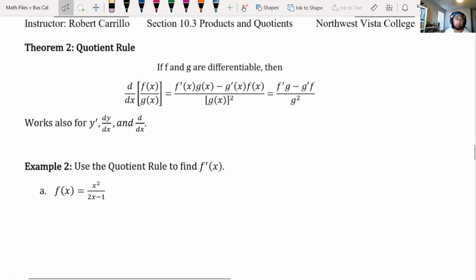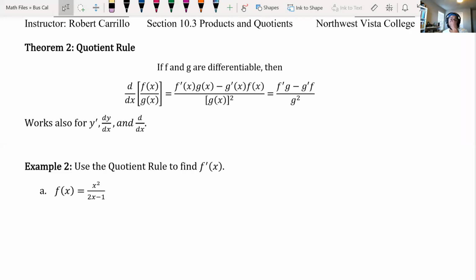So now we have quotient rule. So if f and g are differentiable, then the derivative of f of x over g of x is given by f prime of x times g of x minus g prime of x times f of x over g of x squared. Or a simpler formula, f prime g minus g prime f over g squared. And again, this works for any derivative notation, y prime, dy over dx, and d over dx.